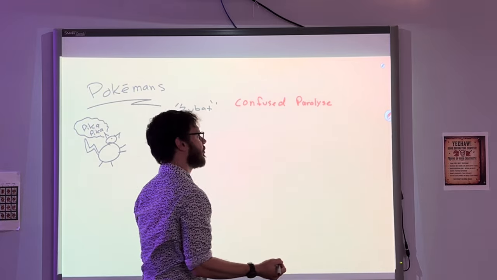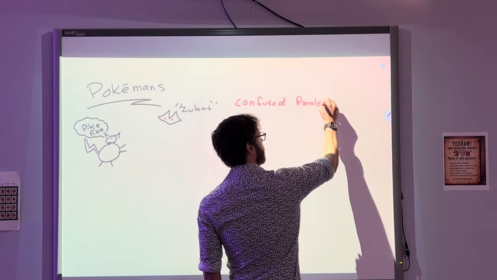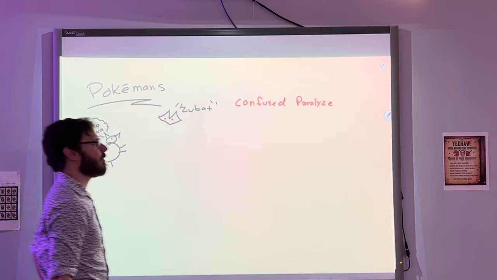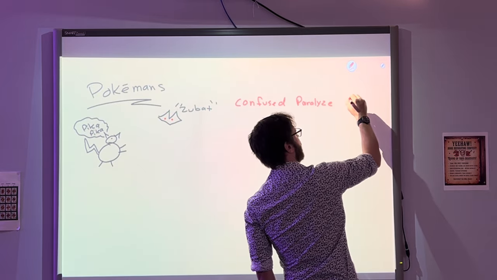I don't know if that's a Z. Is there supposed to be a Z in that? Yeah, okay. That looks better. Okay, paralyzed. And Zubat is particularly annoying because they also know a move called Bite. And what Bite can do, some of you might know, is it can flinch you.